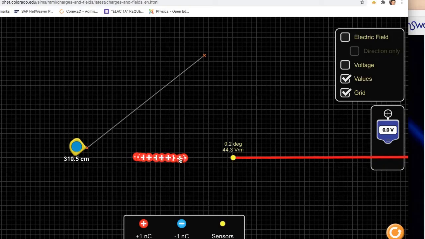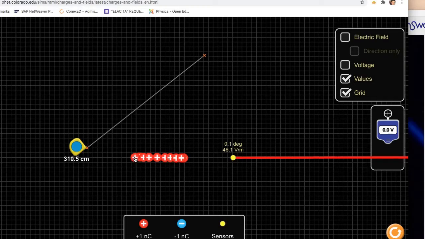Okay, this one I'm going to pull over here. I'm going to pull this over here. Pull this over here. Okay, so I kept the total charge of the rod the same. You see what I did? I moved the charges to the right, so they're packed to the right side, and they're packed to the left side.